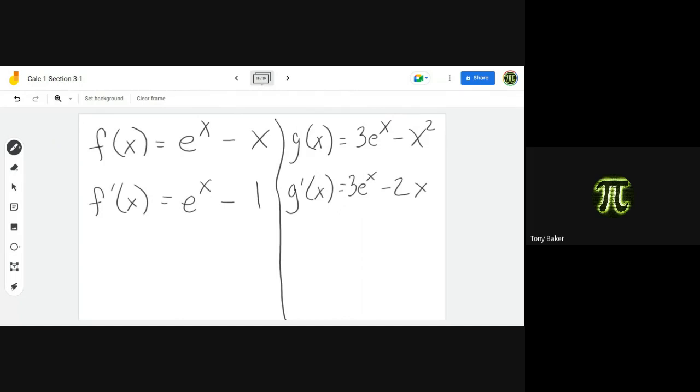Remember, the constant rule states I can pull that constant out. If it wasn't a constant, if it was x, then I would not be able to do it. But constant rule states I can just pull the constant out.